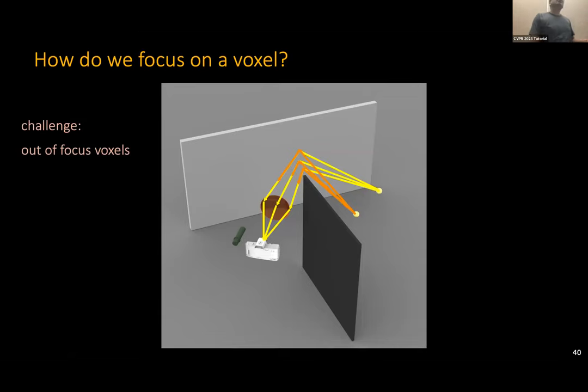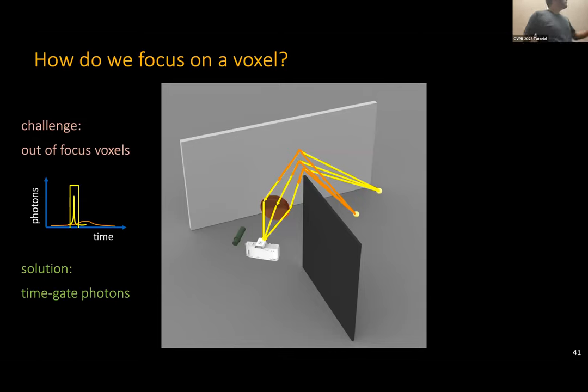So we have a huge signal to background ratio problem because of out-of-focus voxels. But notice that the time of travel from the voxel that we are focusing on to the out-of-focus voxels is going to be very different. So all I need to do is take a time-gated camera and use an exact time gate, so that light coming from the out-of-focus voxels is removed and only in-focus voxels are imaged. So using the time-gated camera, I can boost my signal to background ratio.